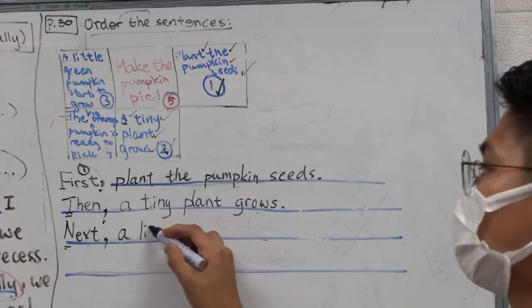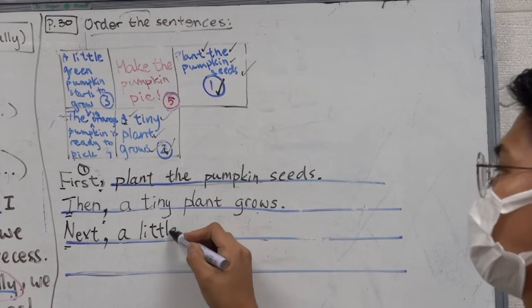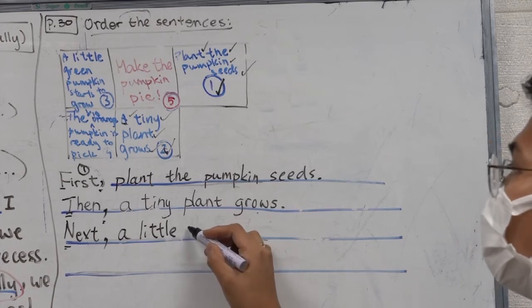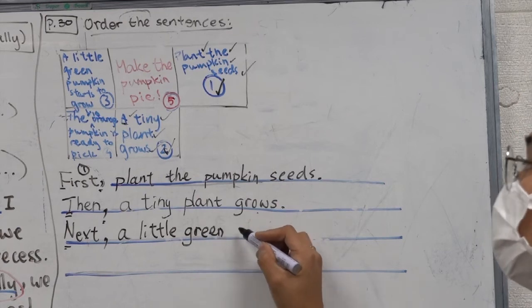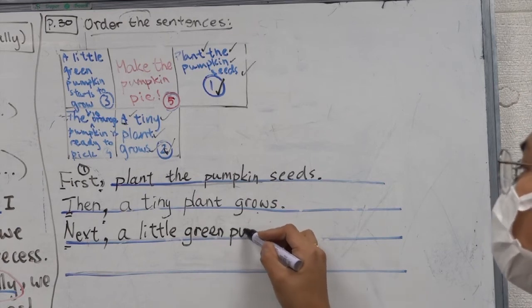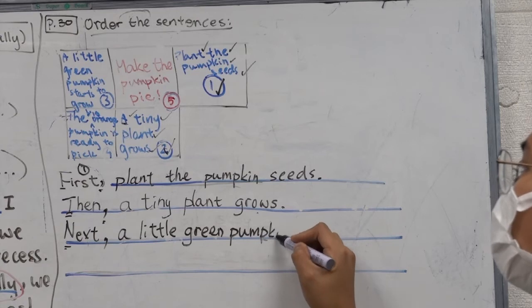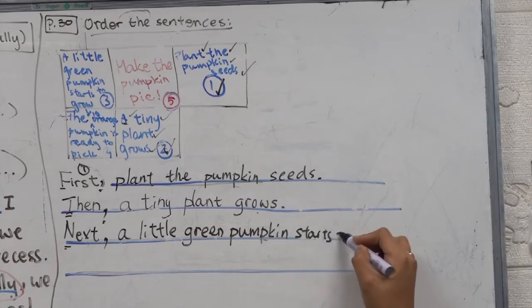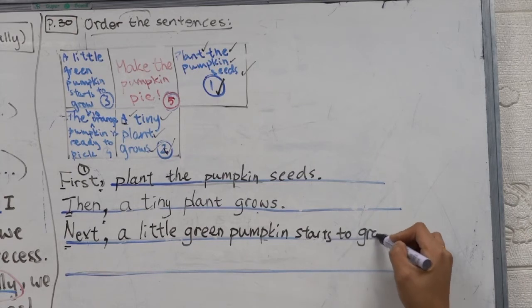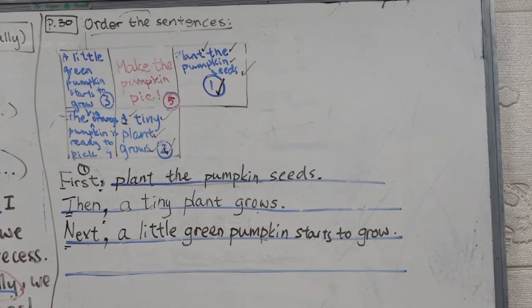A little, L-I-T-T-L-E, green, I forgot the color is always green, G-R-E-E-N, pumpkin, P-U-M-P-K-I-N, starts, S-T-A-R-T-S, to, T-O, and grow, G-R-O-W. Don't forget your cute little full stop, okay?